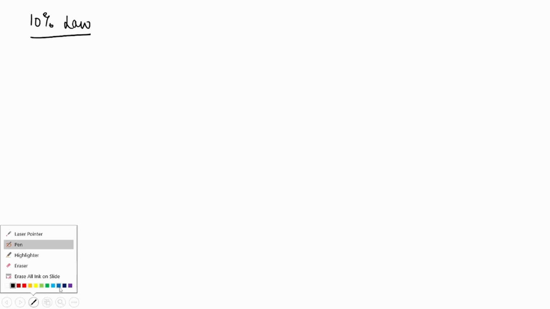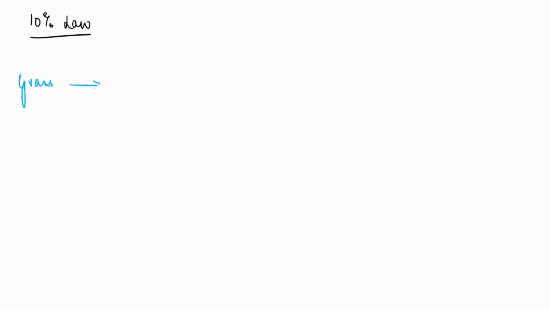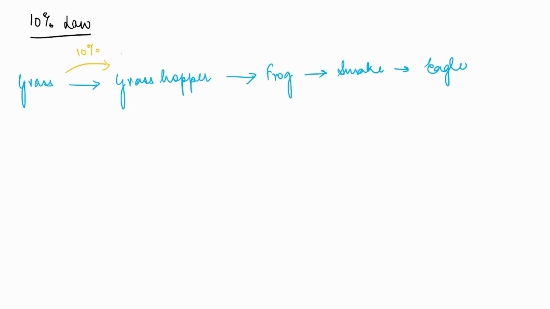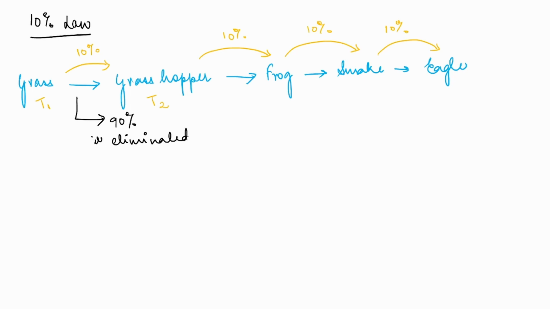Let me clear you another one, the 10% law. So what is the 10% law? One scientist called Lindemann proposed this law. See here, if this is a green plant, grass, eaten up by grasshopper, eaten up by frog, eaten up by snake, eaten up by eagle. Now what exactly is happening? According to this, only 10% of energy is transferred from one trophic level to the next trophic level. So here also 10% of energy is transferred each time. Got it? And the remaining 90% of energy is eliminated in the form of heat.